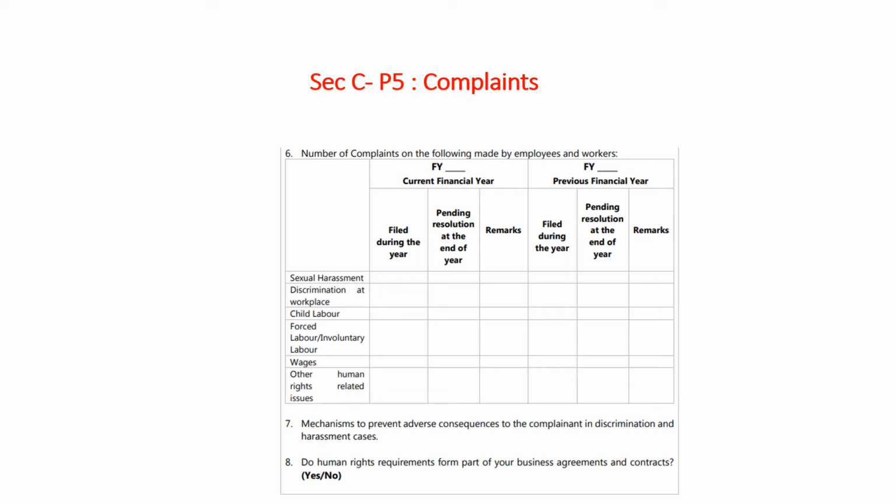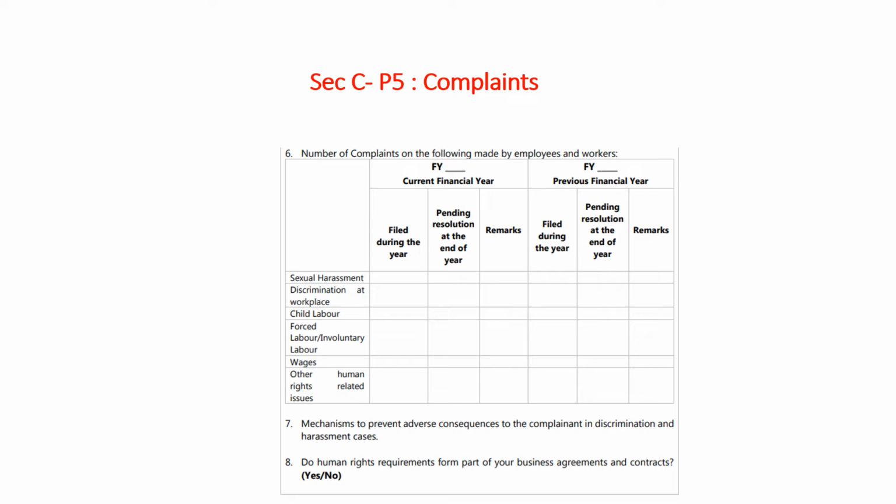Next is about what are the complaints that you received with respect to sexual harassment, discrimination at workplace, child labor, forced labor, wages, other than the human rights related issues. So how many have been received during this year, filed, pending resolution, remarks, similarly for the previous year.